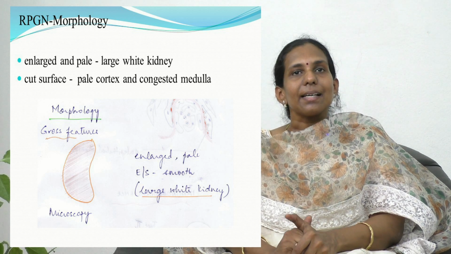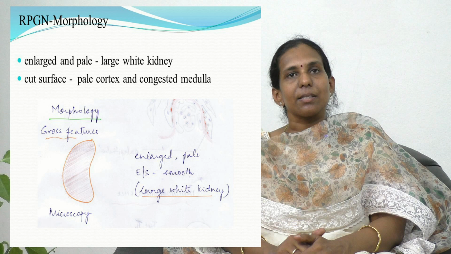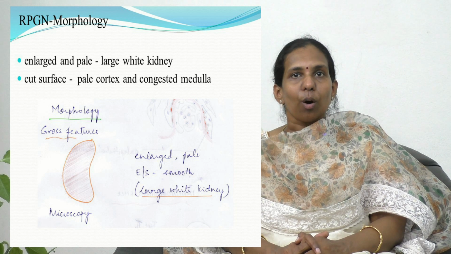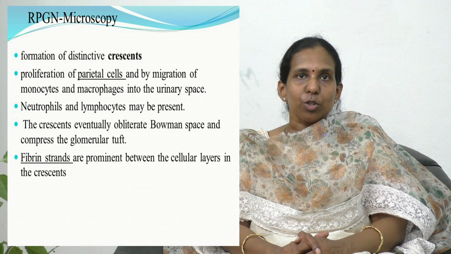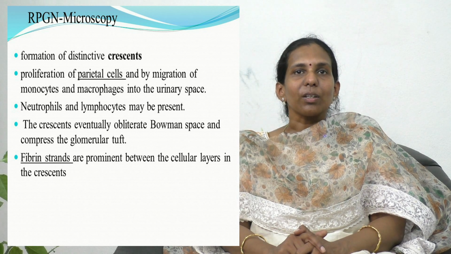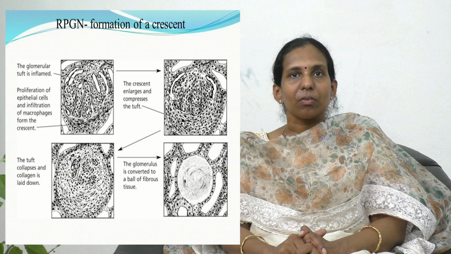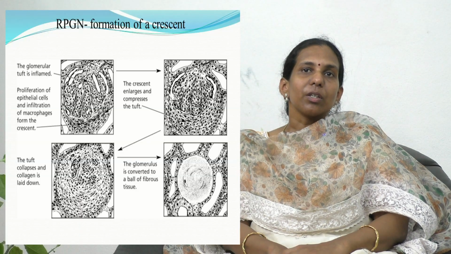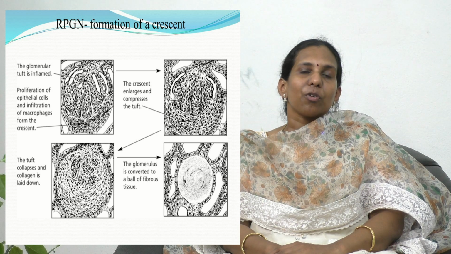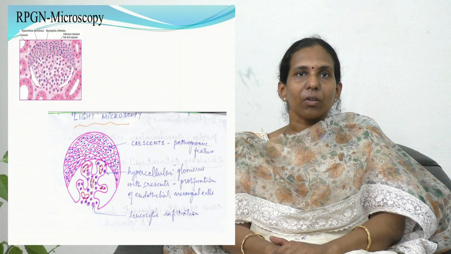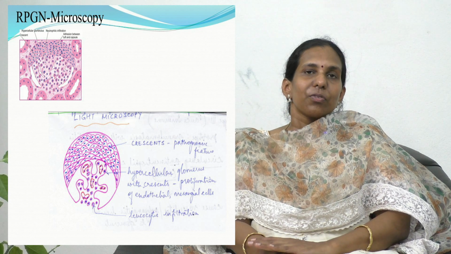Grossly, the kidneys are enlarged but pale, so it is a cause of large white kidney. Cut surface will show the cortex. There is deposition of the immune complexes depending upon the type, whether it is type 1, type 2 or type 3. This is the crescent formation showing epithelial proliferation followed by mesangial proliferation along with endothelial proliferation. This is a microscopy of the crescent formation.